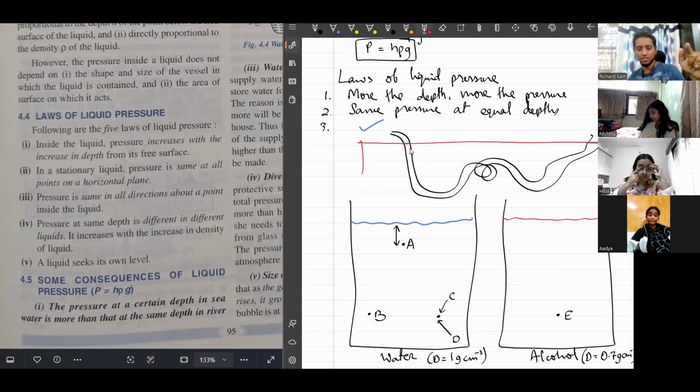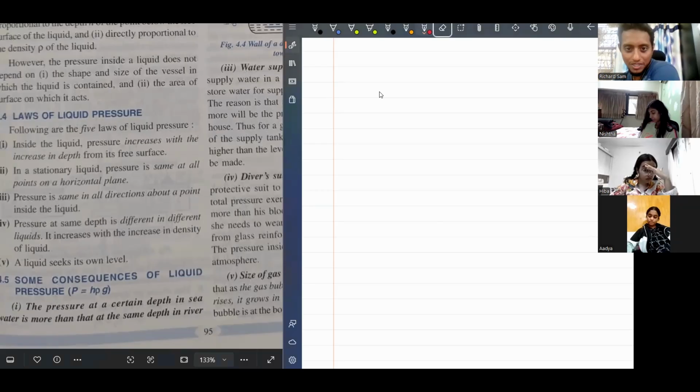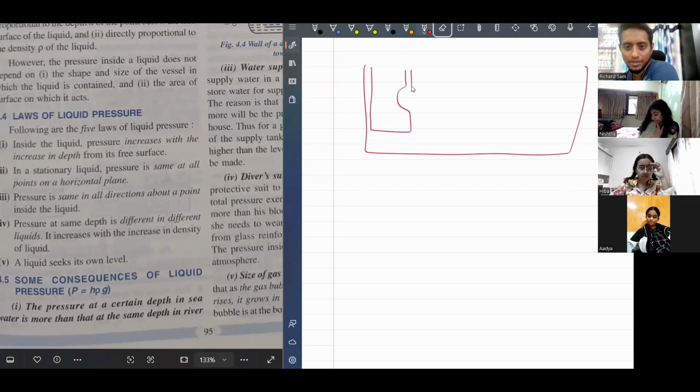yeah, you understood this diagram, right? The level of water will be same on both ends of the pipe. There's a diagram in the 8th standard book, okay? It's a very weird looking pipe or a container.